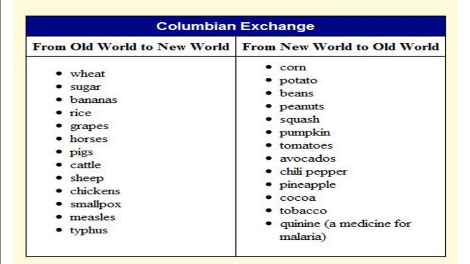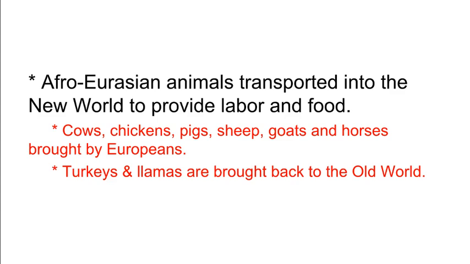Now, animals played a big part. So a lot of animals that never existed in the Americas were brought over by the Europeans. Stuff like cows and chickens and pigs, and most importantly, horses, right? And the Native Americans are going to slowly start adopting these animals and using these animals for labor, right, which is something that they never had before. Of course, they also used them for food.